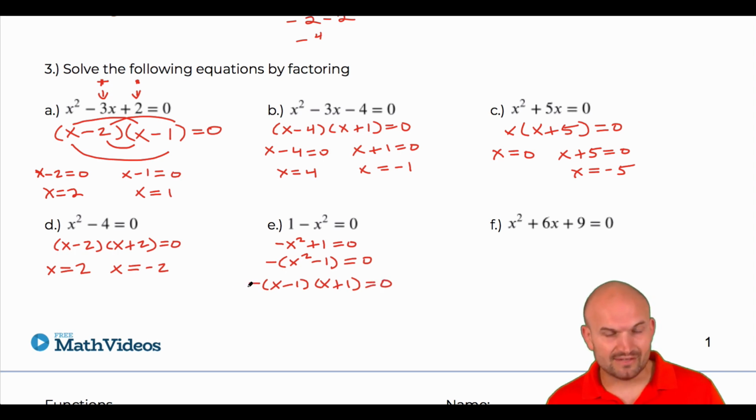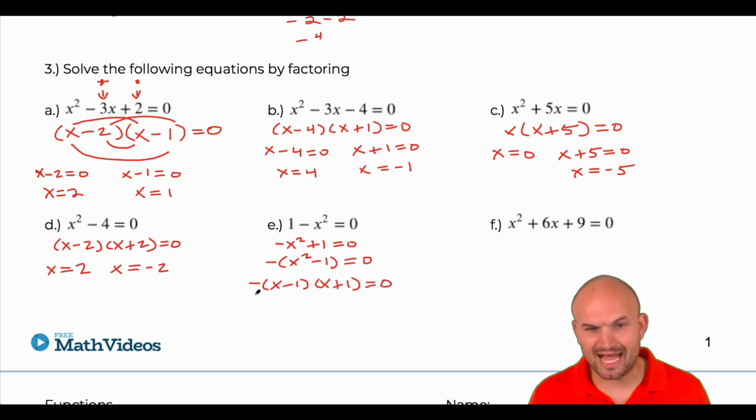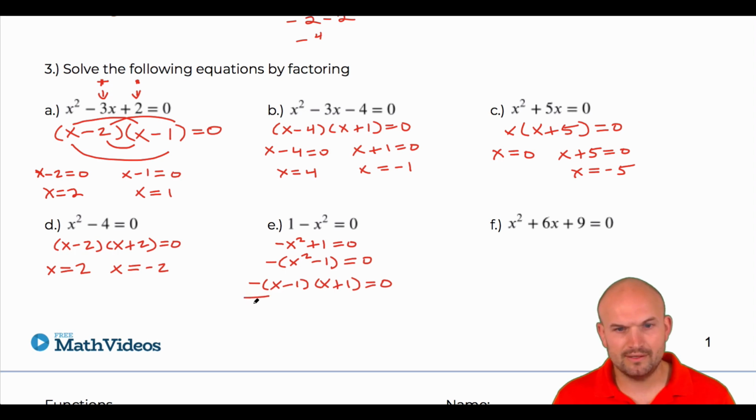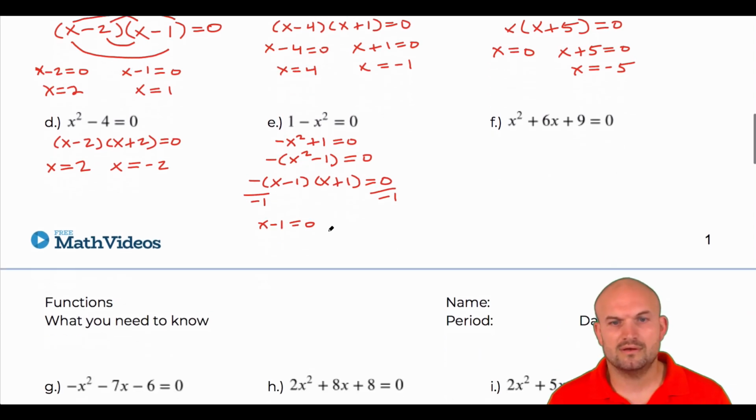Okay, now the negative doesn't really impact my answers at all. I can just divide out that -1. It's not going to change any of my answers here. So therefore, I'll still just have x minus 1 equals 0 and x plus 1 equals 0. So therefore, x would equal 1 and x would equal -1.